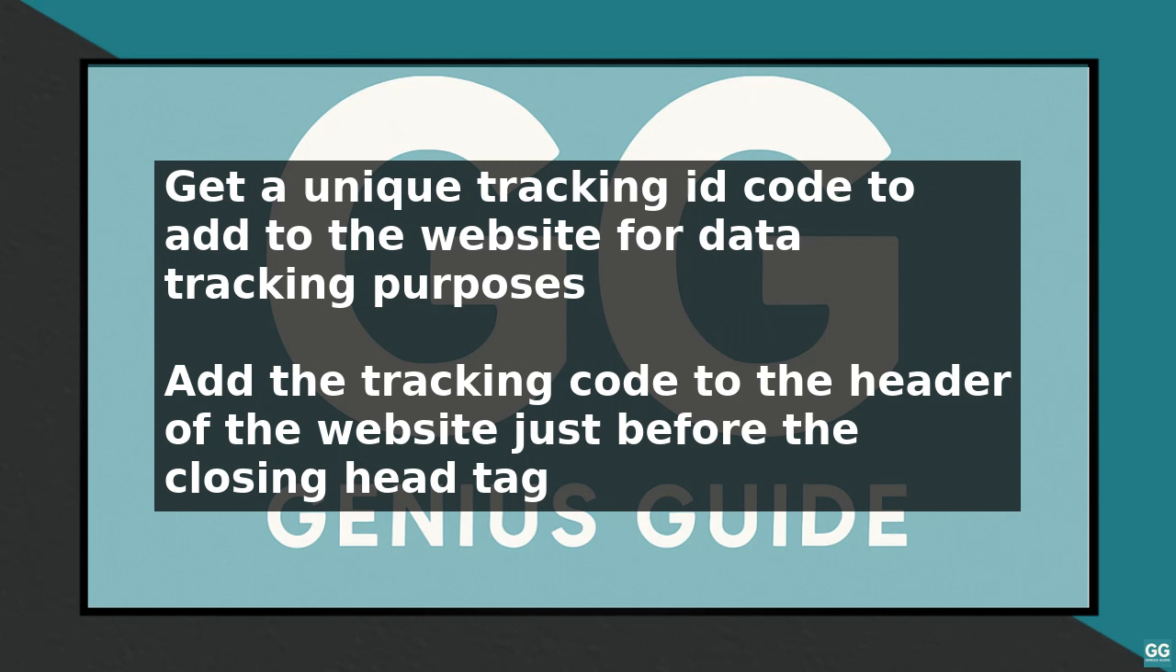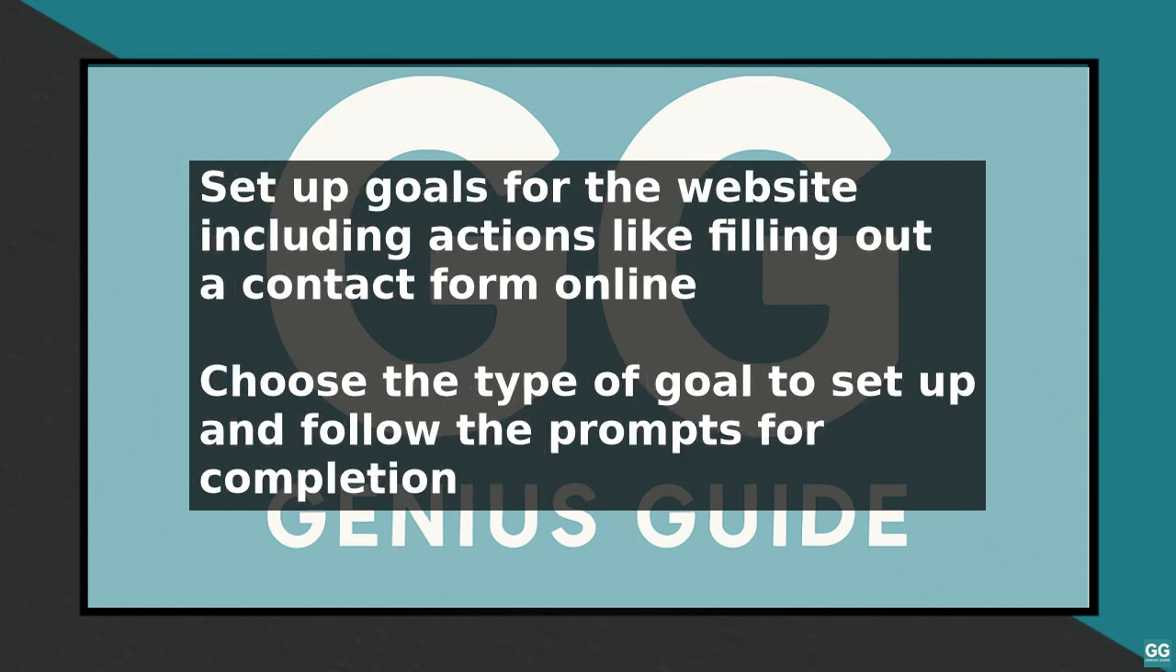After you have added the tracking code to your website, you need to set up your goals. Goals are the actions you want your website visitors to take, such as filling out a contact form or making a purchase. To set up a goal, click on the Admin tab and then click on the Goals tab. Click on the New Goal button and choose the type of goal you want to set up. Follow the prompts to set up your goal.